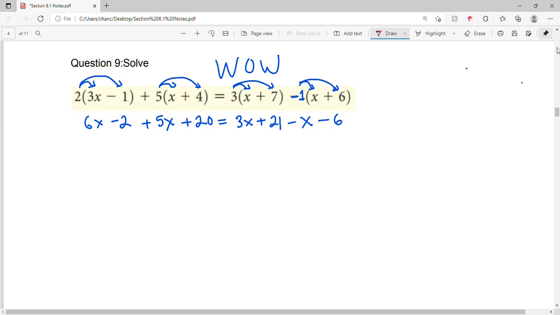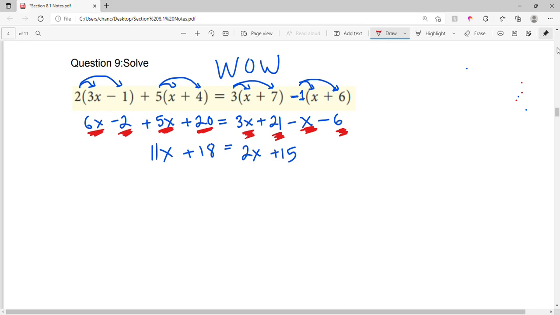Now let's collect like terms, just focusing on one side at a time. I can add the 6x with the 5x, and I can add the negative 2 with the 20. So that simplifies: 6x plus 5x is 11x, and the negative 2 and the 20 together give a positive 18. The variables with the variables and the numbers with the numbers. On the right side, we can do the same thing. We can add the x's with the x's and the numbers with the numbers. 3x minus x is 2x, and 21 minus 6 gives us 15.